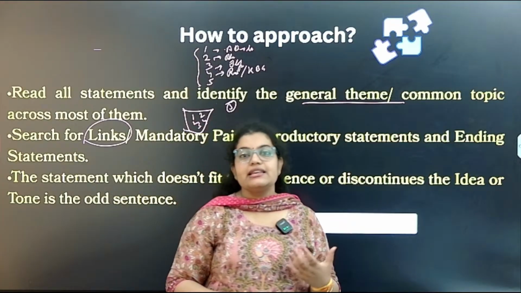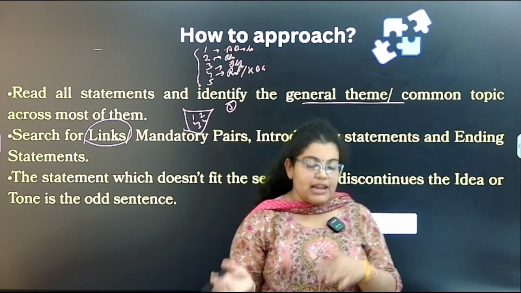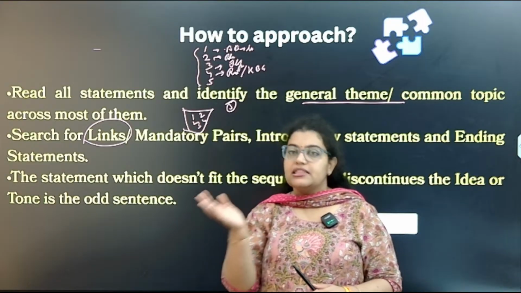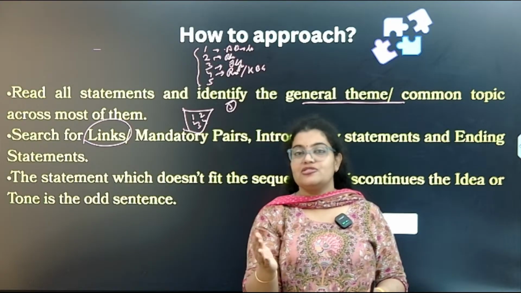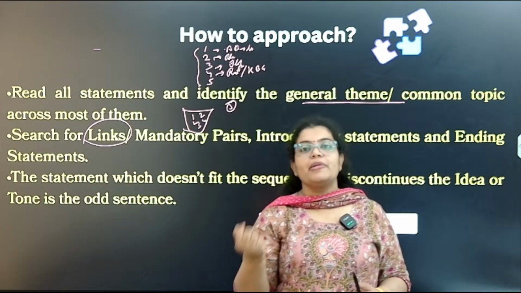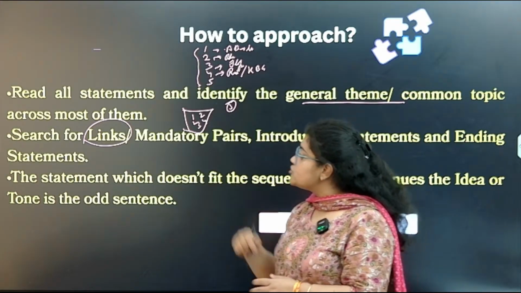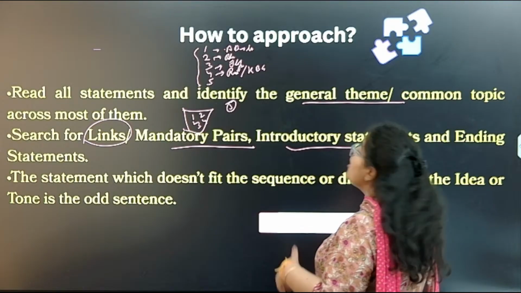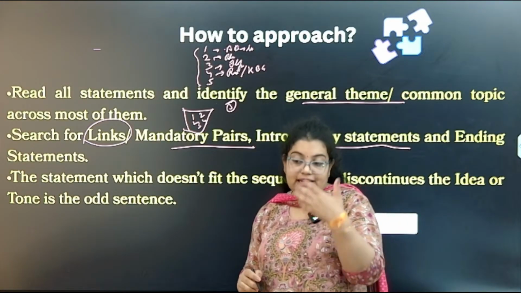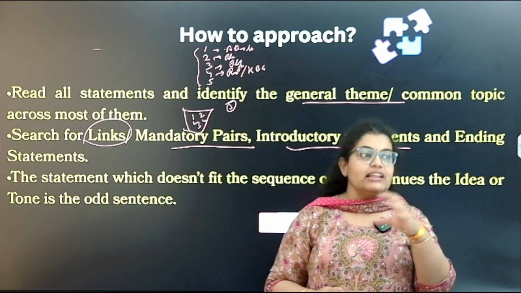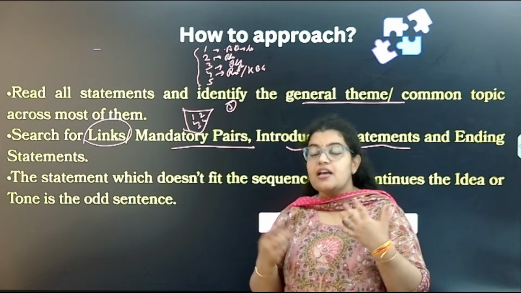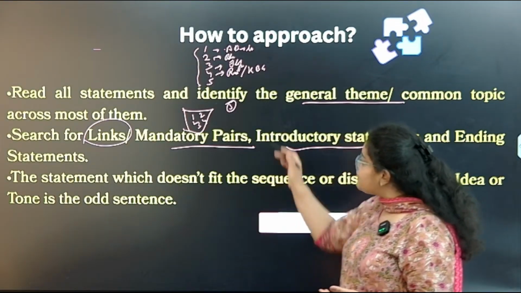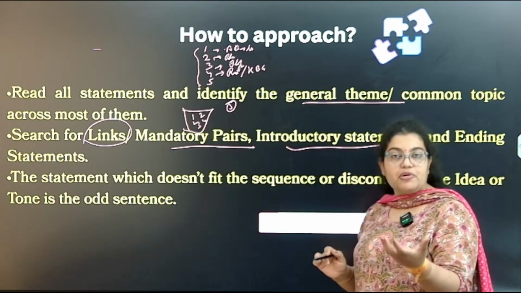Now, what are these links? These are your parajumbles links, right? The links of noun and pronoun, the links of thought extender, thought reversal, the links of cause and effect, problem and solution, example and idea, full form and short name, right? So these kinds of links. So look for those links, look for mandatory pairs and try and figure out which sentence could be the introductory sentence. Now, all these things, which sentence is an introductory sentence, what are the links, we have discussed in detail in our parajumble lecture, right?